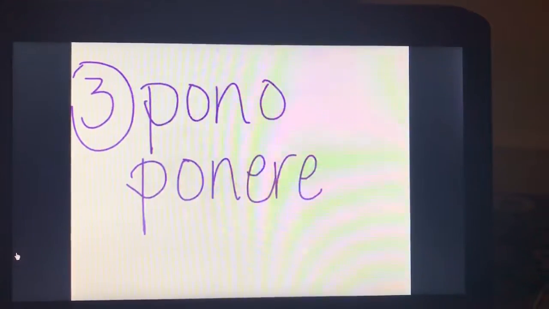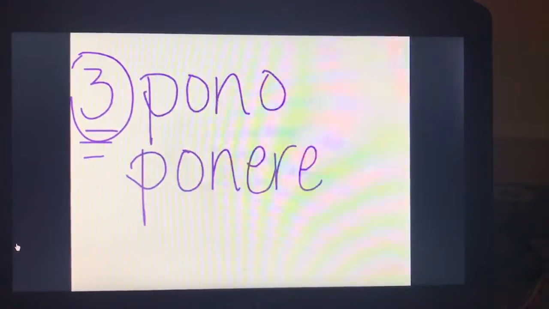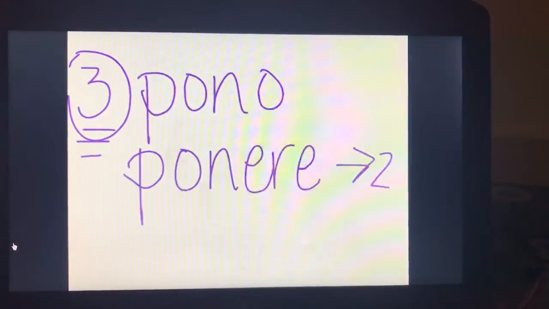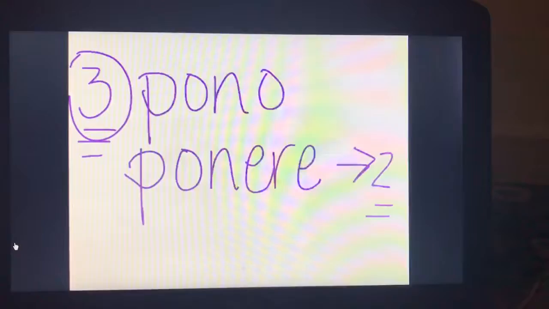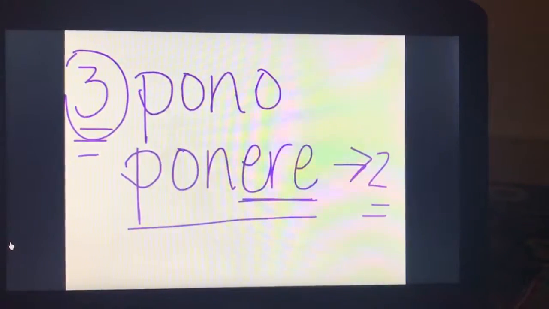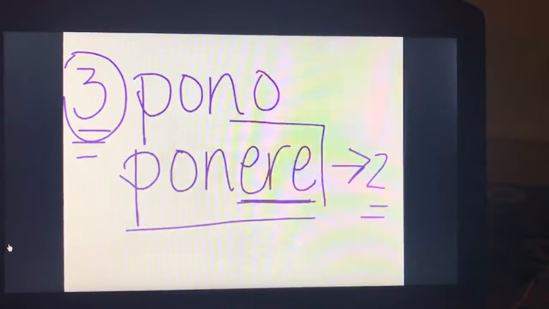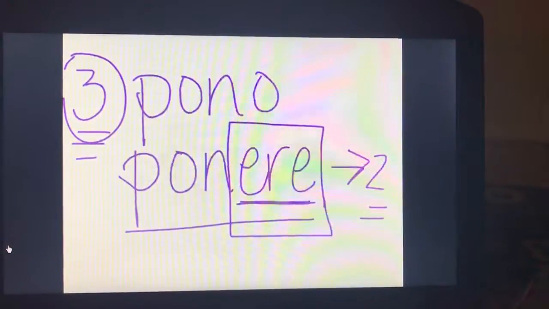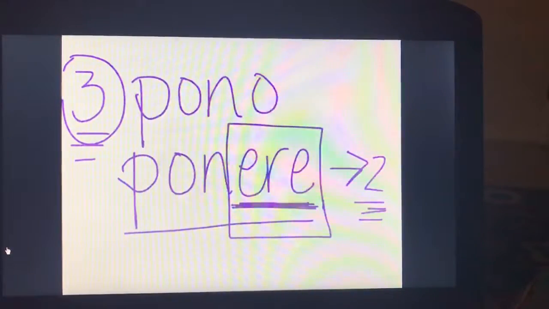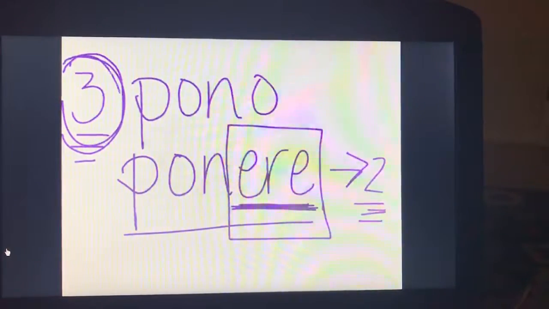Next, we will look at a verb in the third conjugation of Latin verbs. Once again, we're going to look at the second principal part of pono, ponere, which is ponere, and we're going to look at the last 3 letters. Here, we see a short E-R-E. When we see a short E-R-E at the end of the second principal part, we know it's a third conjugation verb.